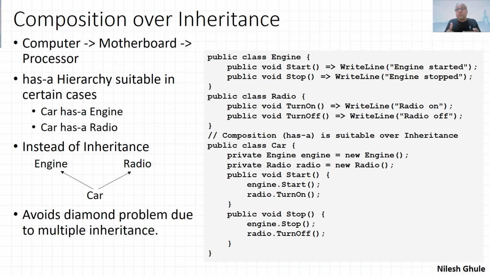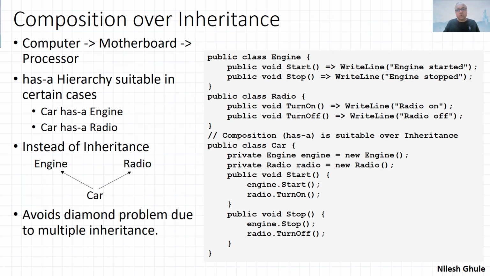Also, if you have similar methods in the base classes and you inherit them in the derived class, at that time this can always cause an ambiguity problem. This can always cause the multiple inheritance diamond problem.